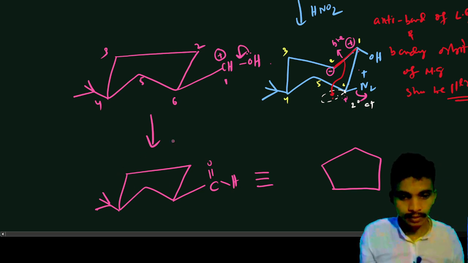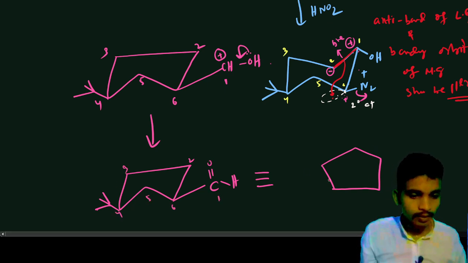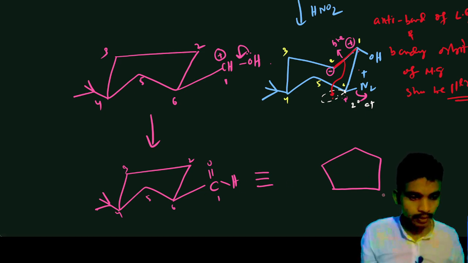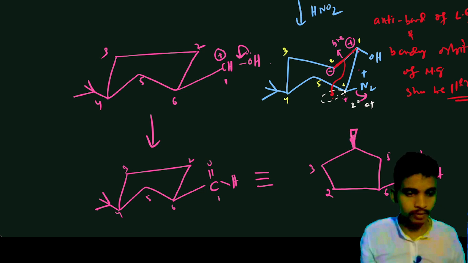Okay, and let's say this is 2, this is 4, this is 5, this is 6, and this is 1. So let's say this is 4. I can write 4, then this is going to be 5, this is going to be 6, and this is going to be 3, this is going to be 2. Okay, and 6 we have here, that is going to be the CO, H is there, and at 4 I have this group.